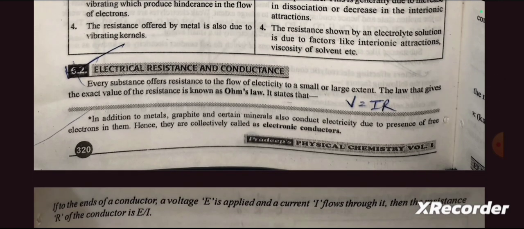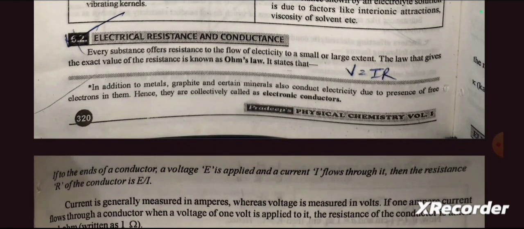6.2. Electrical resistance and conductance. Every substance offers resistance to flow of electricity to a small or large extent. The law that gives the exact value of the resistance is known as Ohm's law.